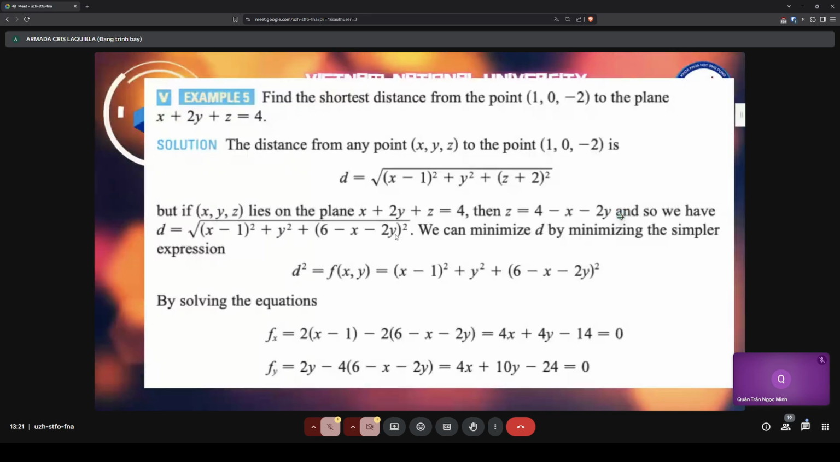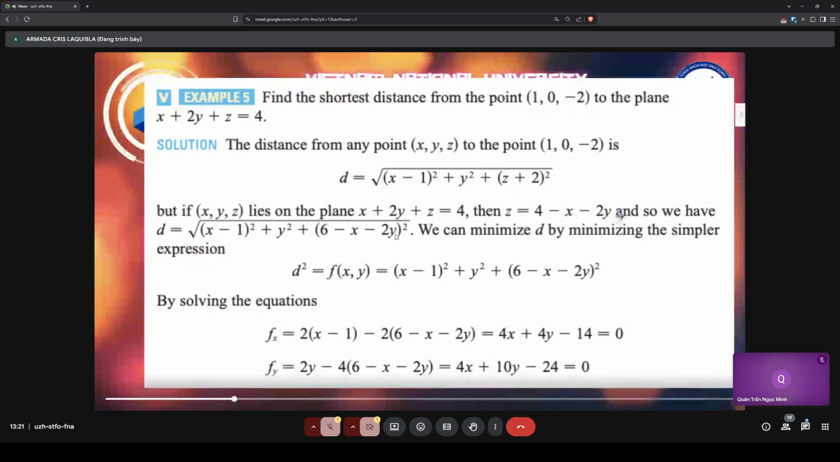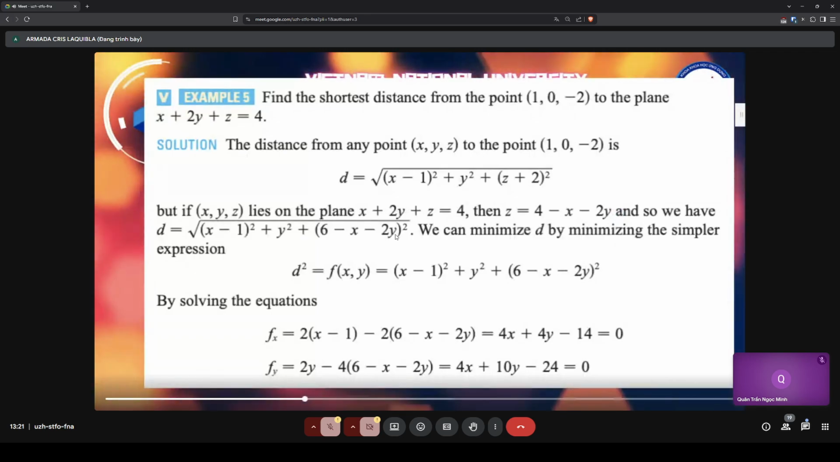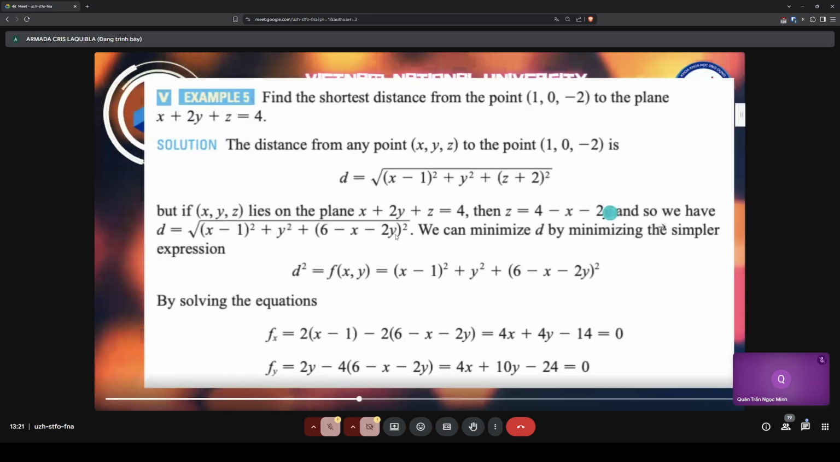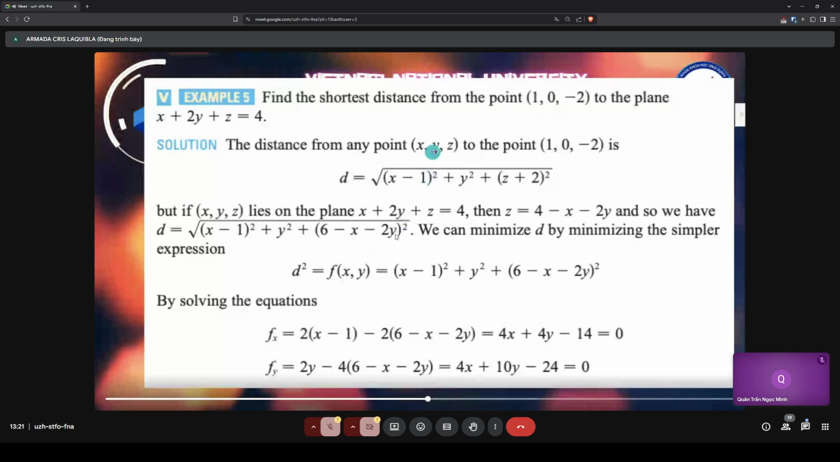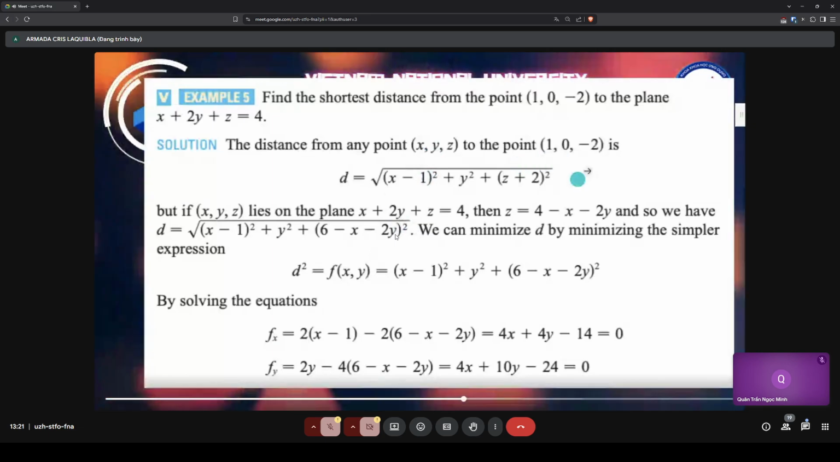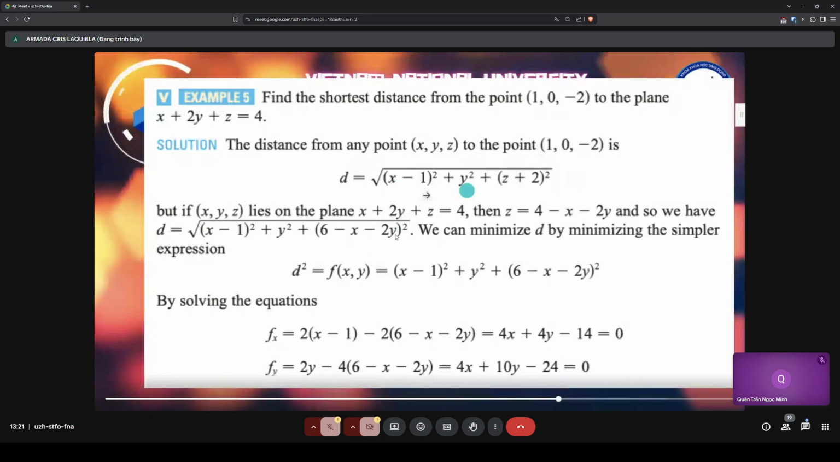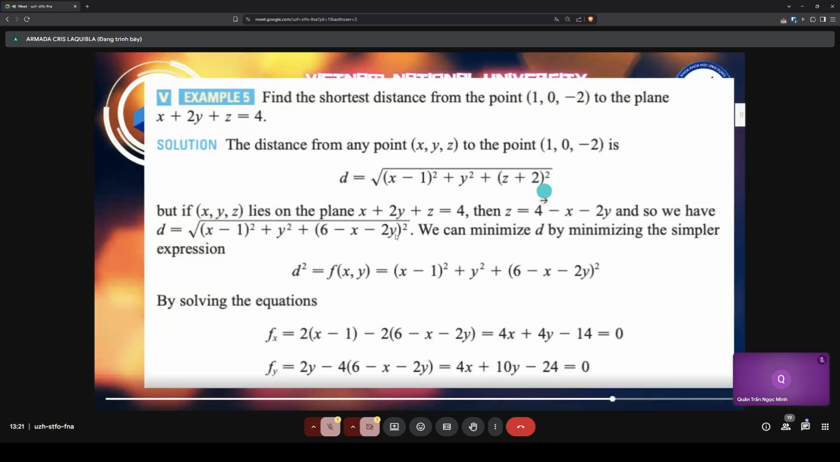Next, find the shortest distance from the point (1, 0, -2) to the plane x + 2y + z = 4. So the distance d from any point (x, y, z) to the point (1, 0, -2) is equal to the square root of (x - 1) squared plus y squared plus (z + 2) squared.